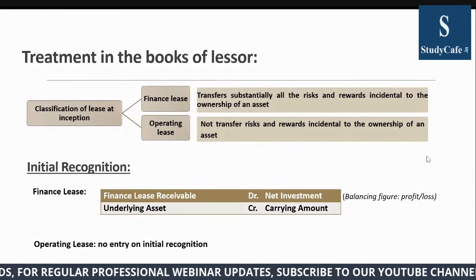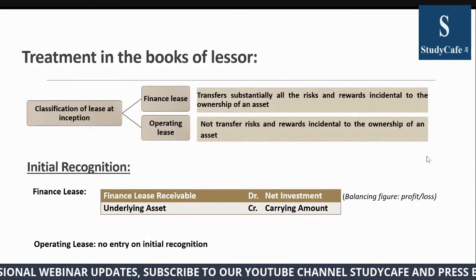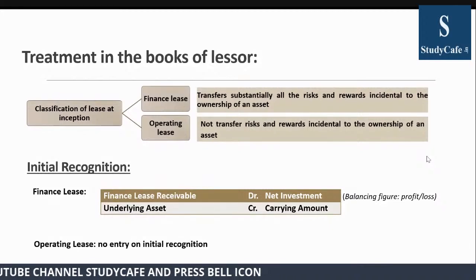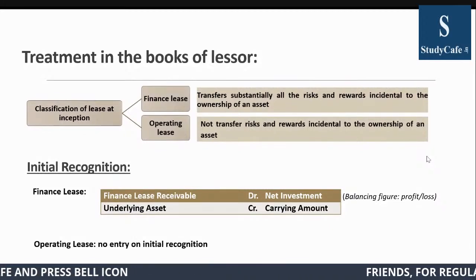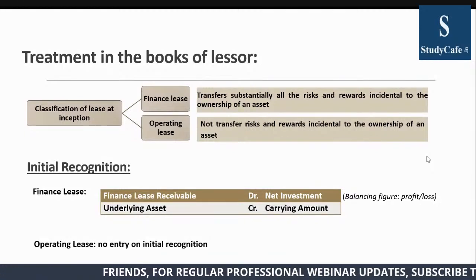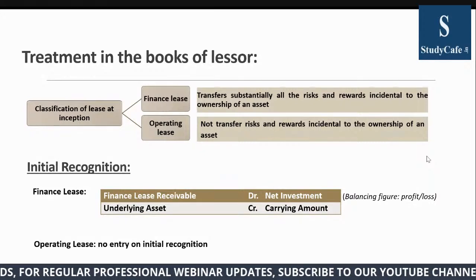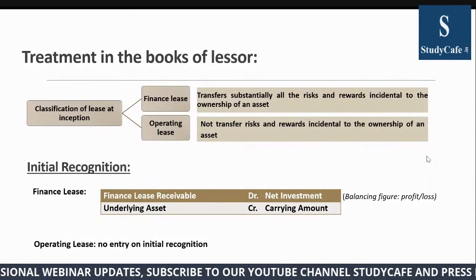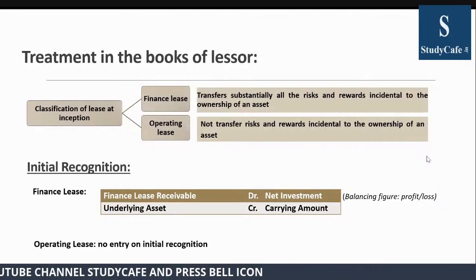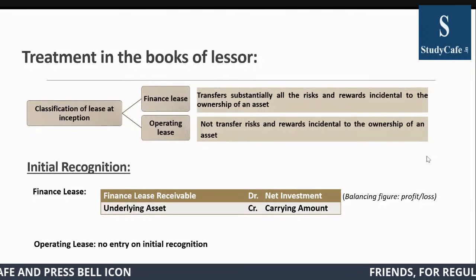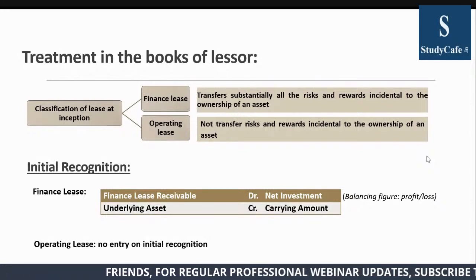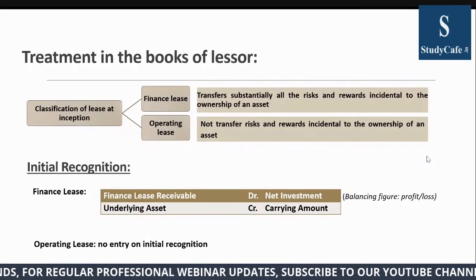Now, we have understood the treatment in the books of lessee. What happens with the lessor? So, as we clearly understood, there has been no such change in the accounting treatment of leases in the books of lessor. Right, lessor is still required to classify the leases at inception date between finance lease and operating lease. Finance lease is what? Finance lease is a lease in which the lessor transfers substantially all the risks and rewards incidental to the ownership of the asset. Means there are certain circumstances that clearly reflect that all the risks and rewards have been transferred.